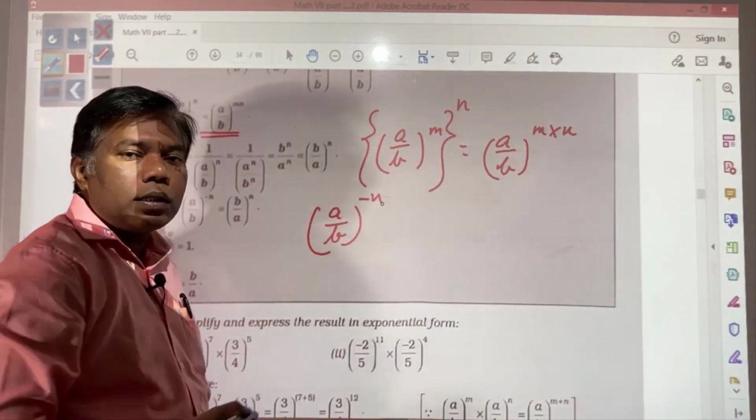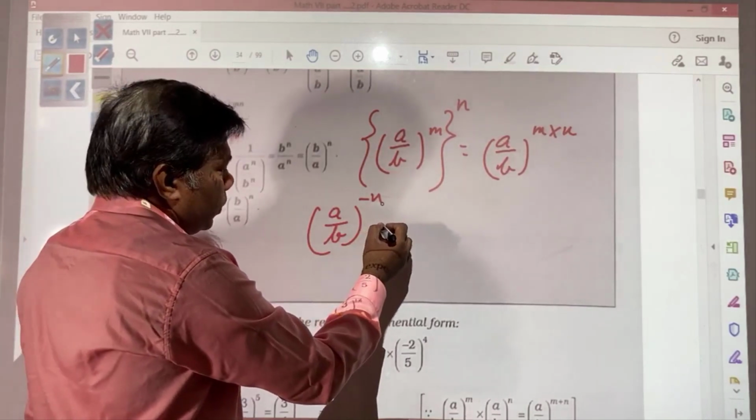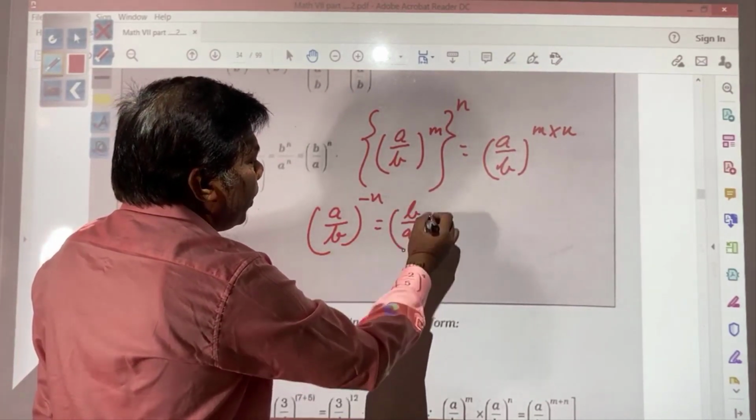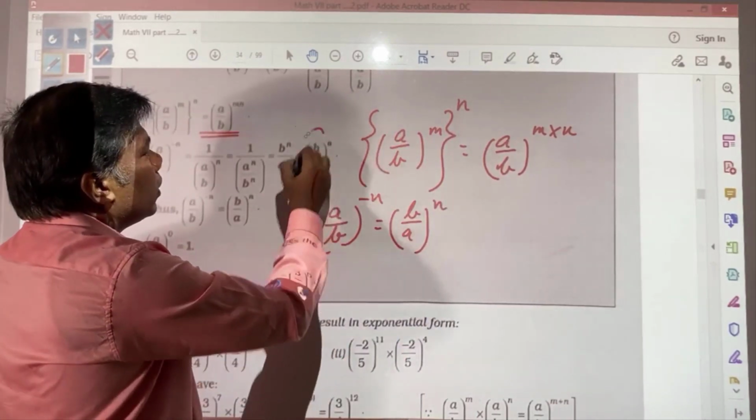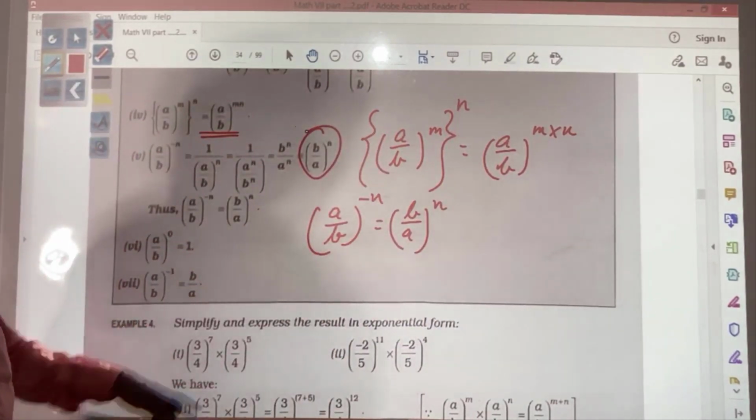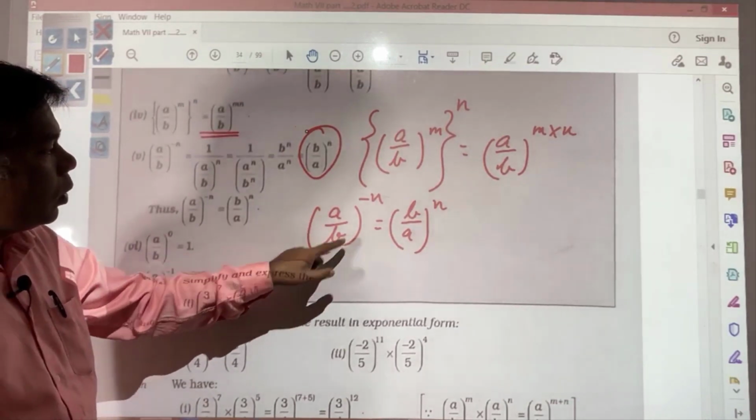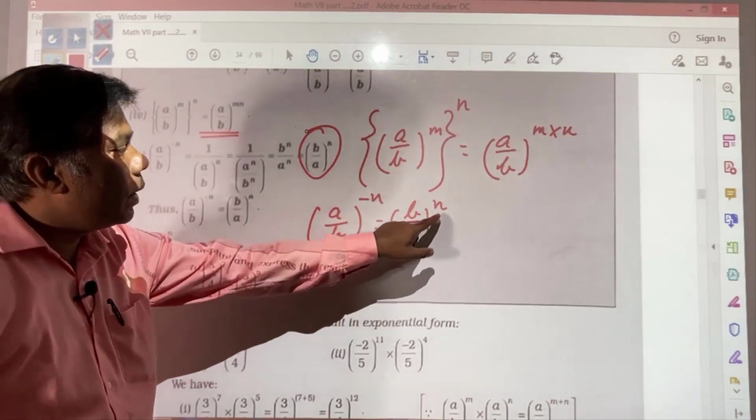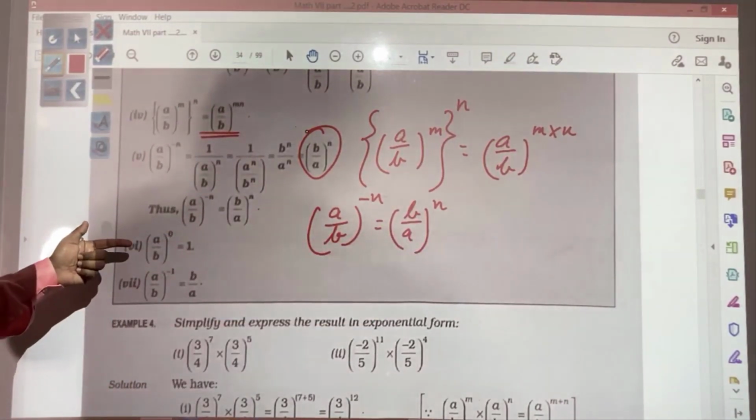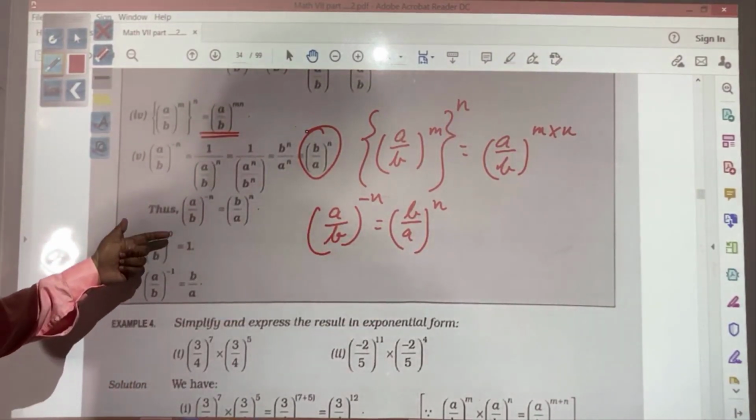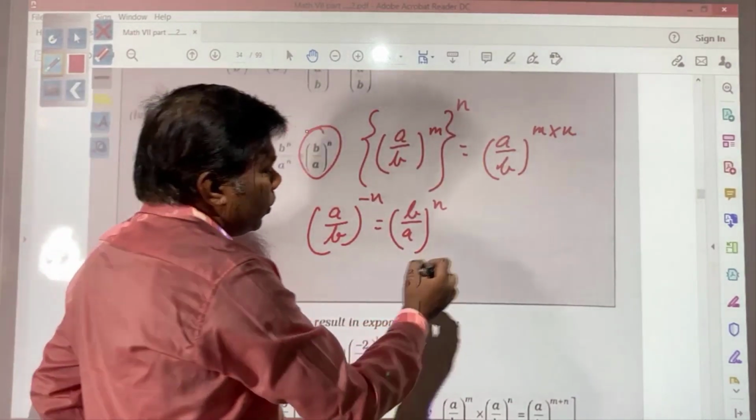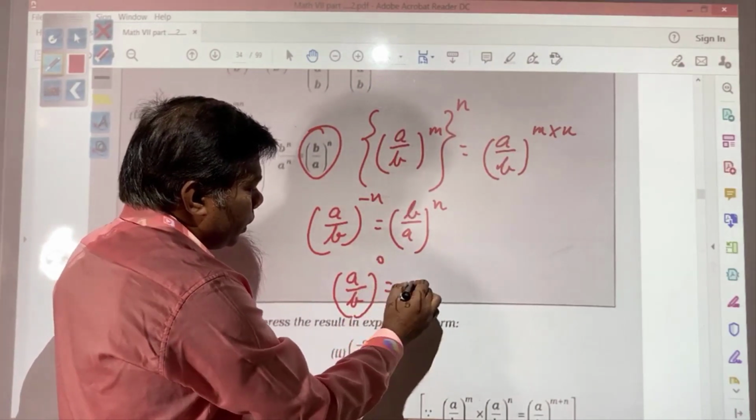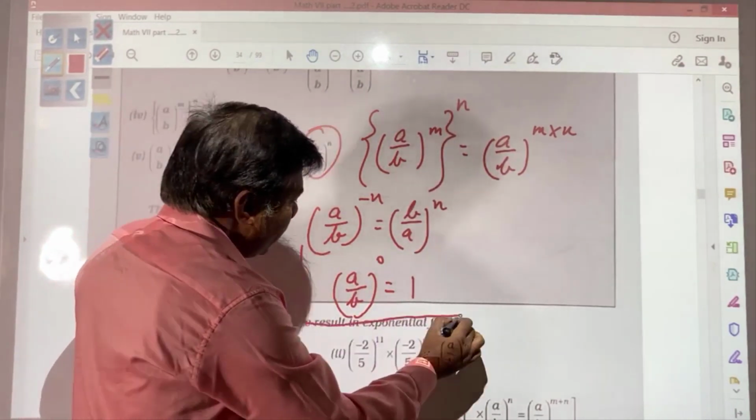The inverse, or reciprocal, of this will be required to be written. So this will simply be (b/a)^n. Remember, (a/b)^(-n) will be equal to (b/a)^n. And then we have (a/b)^0. If you have any number and the power is 0, that is 1, and this is very important.